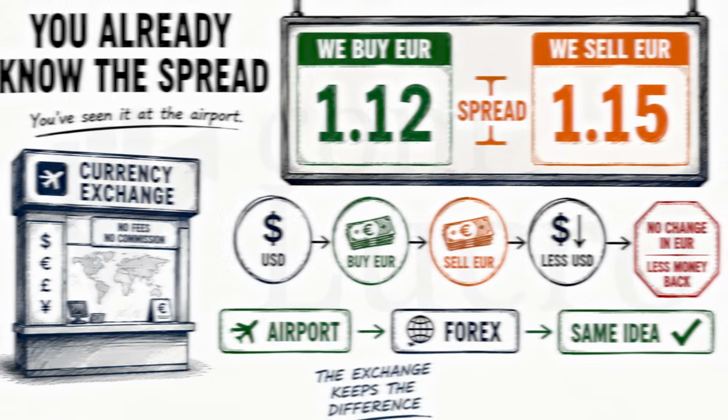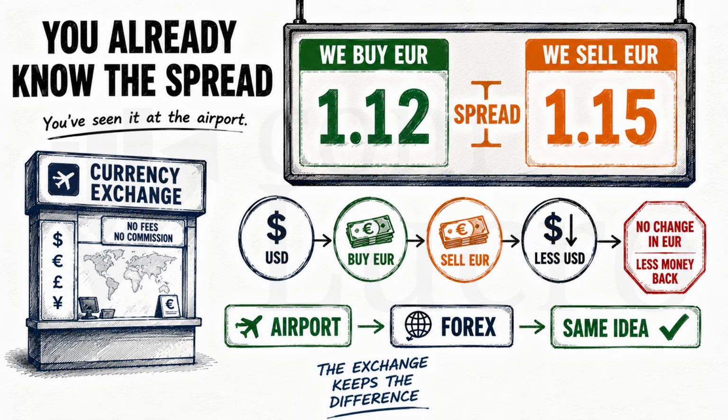If you've ever changed money at an airport kiosk, you've actually met the spread already without knowing it. The board shows one rate to buy euros and a worse rate to sell them back. Lock up, swap your cash one way, then immediately swap it straight back, and you'd come home with less than you started, even though nothing about the euro itself changed. That little slice the kiosk keeps is the exact same idea as the spread in Forex.